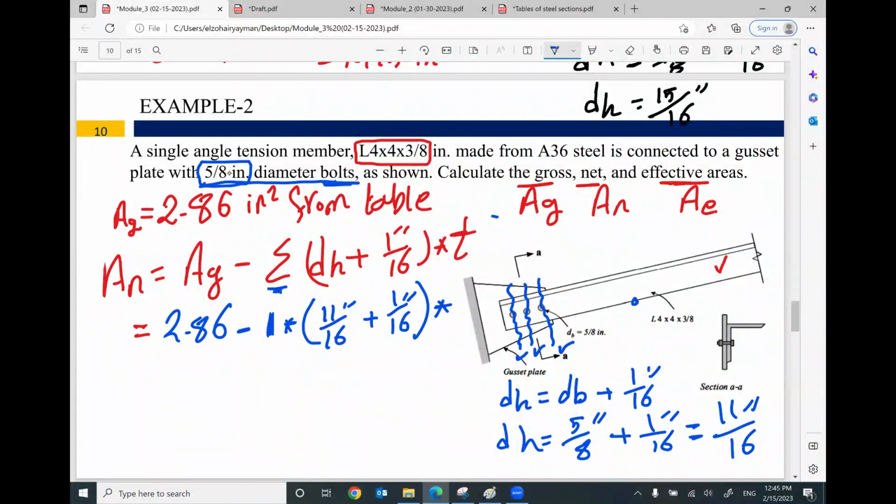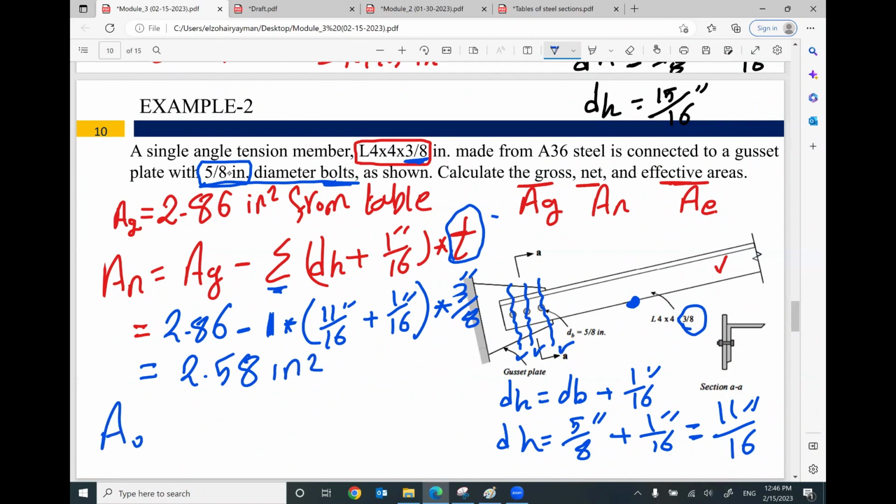Can anybody tell me what the thickness of this leg is? It's a given, 3/8. The thickness of the leg of the angle is given in this name, 3/8 inch. Then I can figure out the area net. So it will be 12 divided by 16 times 3/8 inch times -1 plus 2.86. Your area net equals 2.57 or 58.